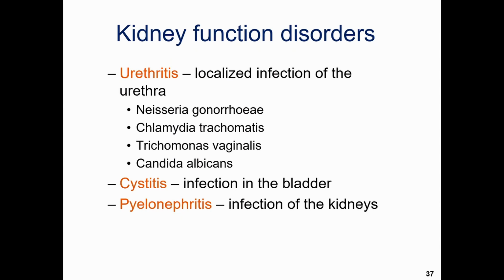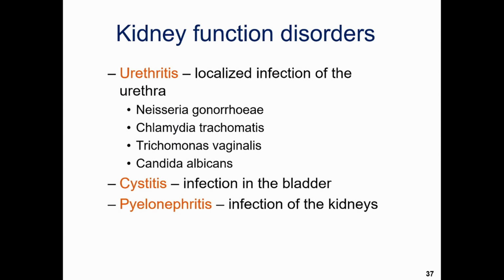Urethritis, think itis, right? Itis tells you inflammation or infection. Ureth tells us something about the urethra. So this is just an infection found in the urethra. And this can be caused by multiple agents, multiple pathogens like chlamydia, trichomonas, gonorrhea, and candida, aka yeast. All of these are potential pathogens that can cause urethritis.